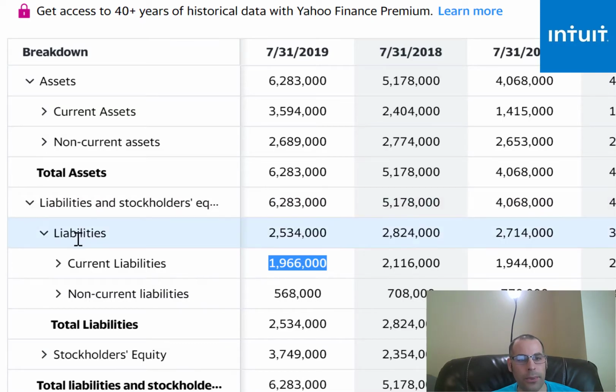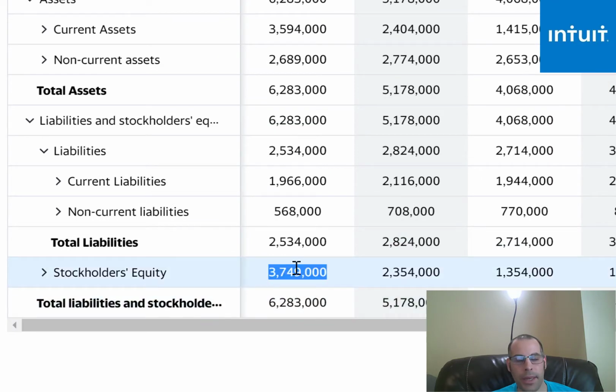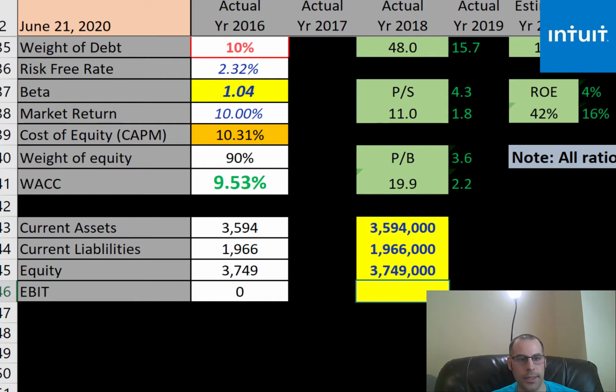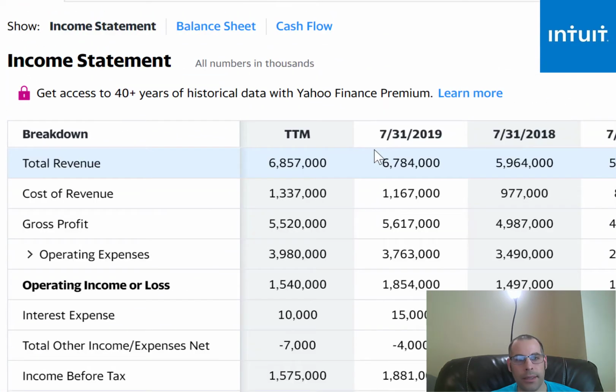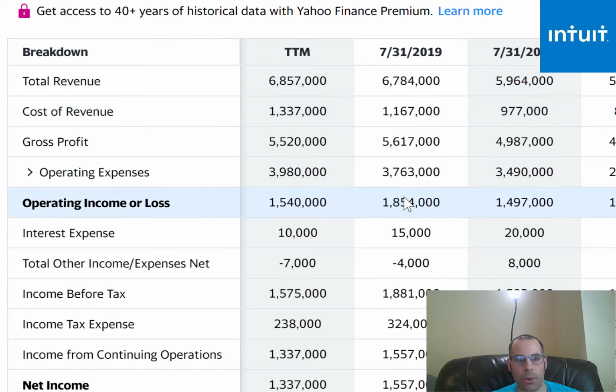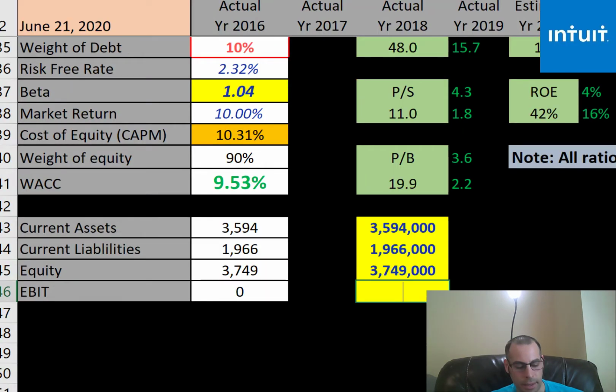And next we need the equity. That's the value of the company according to the balance sheet. It's total assets minus total liabilities. And then we need the EBIT. That's the earnings before interest and taxes, or operating income. That's $1.9 billion. So that's how much money they generated from the operational business. But that's before they pay interest on the debt and taxes.